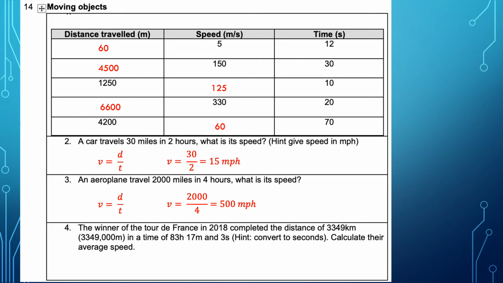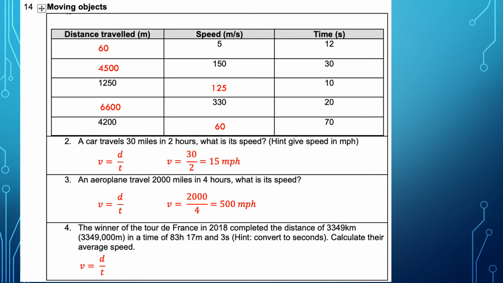All right, number 4. So the winner of the Tour de France in 2018 completed the distance of 3,349 kilometers, which is the same as 3,349,000 meters, in a time of 83 hours, 17 minutes, and 3 seconds. So you're going to want to convert that to seconds. Calculate their average speed. So same formula, v equals s divided by t. And in order to do this, you already have your distance, which is the 3,349,000 meters. Okay, so that's your distance.